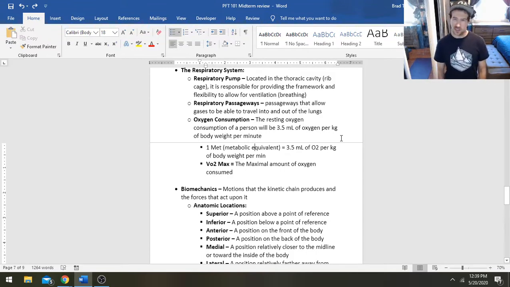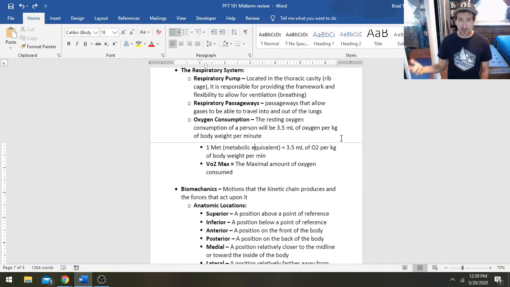Now, when we're looking at the way we consume oxygen, the resting oxygen consumption for a human being is about 3.5 milliliters of oxygen per kilogram of their body weight. So if you weighed 100 kilograms, you would be consuming 350 milliliters of oxygen per minute, right? Now that is when you are at rest. If you are not at rest, you are going to burn much more, right? Let's say you weigh 100 kilograms and you're consuming 700 milliliters of oxygen per minute. That's twice as much oxygen as before.